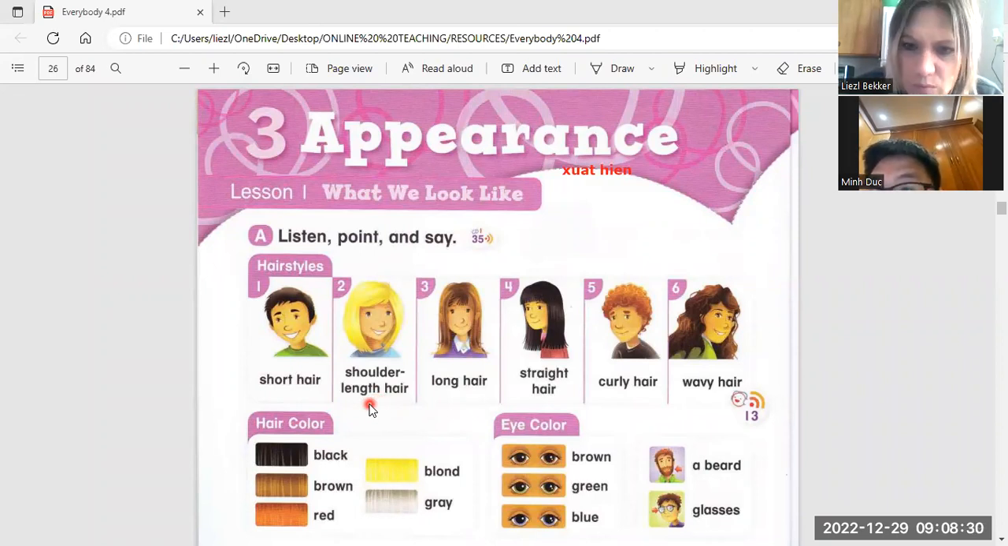Shoulder length hair. Number four? Straight hair. Number six? Wavy hair. Number five? Curly hair. Number one, short hair. Number three, long hair. Okay, tell me about your hair. I have short hair.